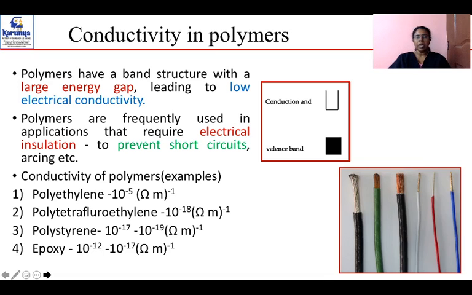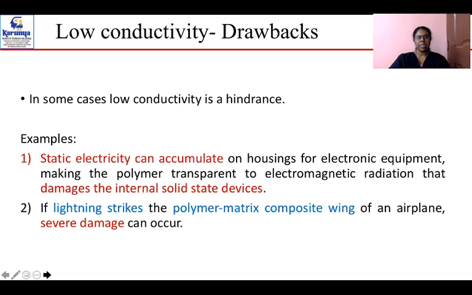So if you can see the conductivities of a few polymers, say polyethylene, it is on the order of 10 power minus 5 ohm meter to the power minus 1. Similarly, polytetrafluoroethylene is 10 power minus 18. Polystyrene is also higher than that. So normally we see that the conductivity is not so good compared to a normal metal or conductor or semiconductor, because they have a very wide band gap and conductivity is always less.